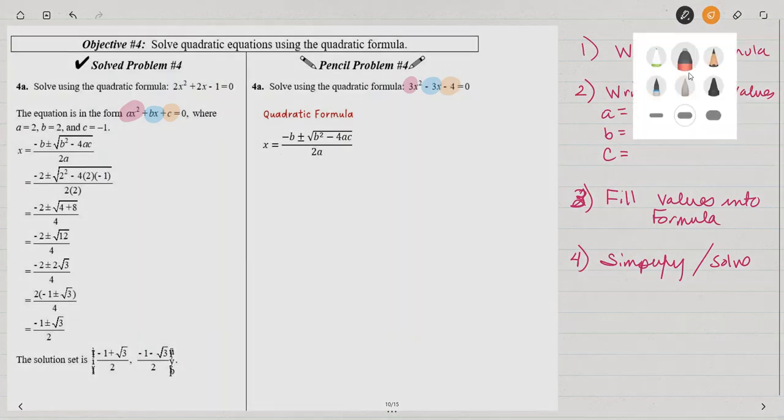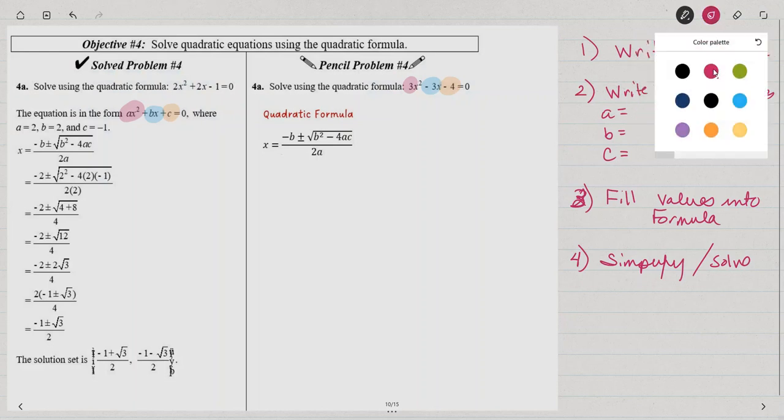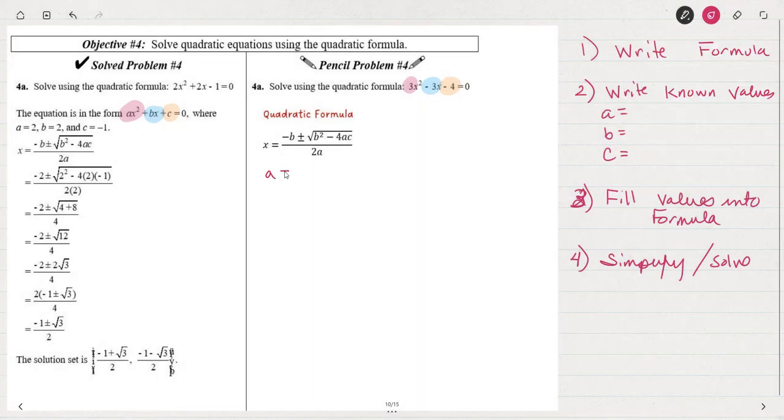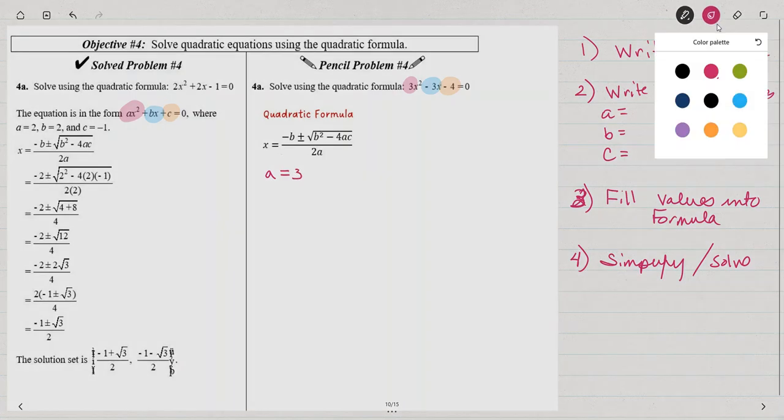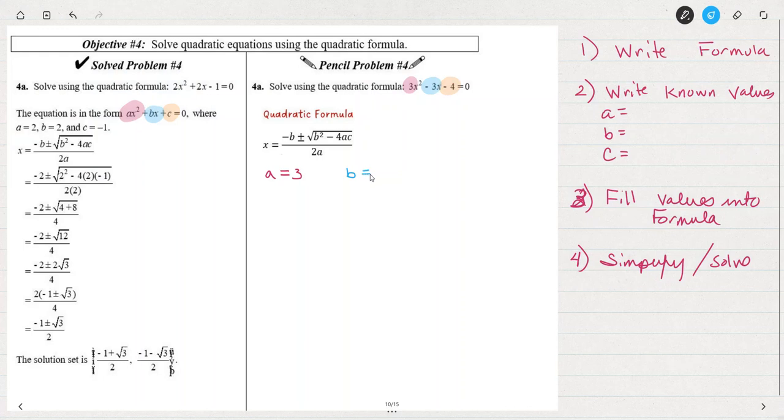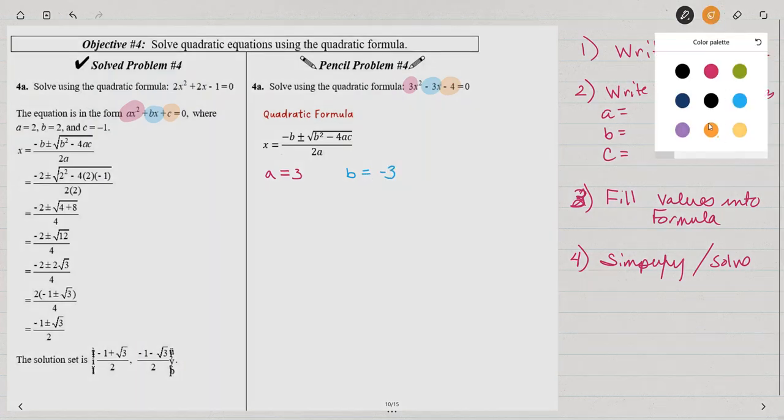So the first step of the problem, I'm going to write the formula. X equals the opposite of B plus or minus the square root of B squared minus 4AC all over 2A. If you haven't learned that before, or if you've forgotten it, please make yourself a note that you will need to re-memorize that. But then this next step is I'm going to write out what A, B, and C are.